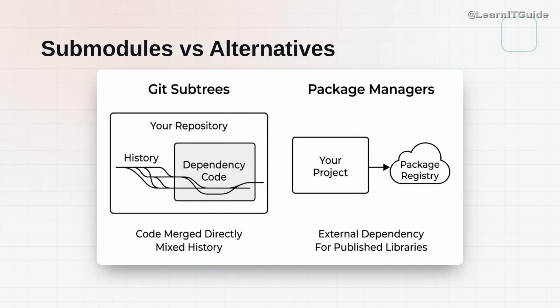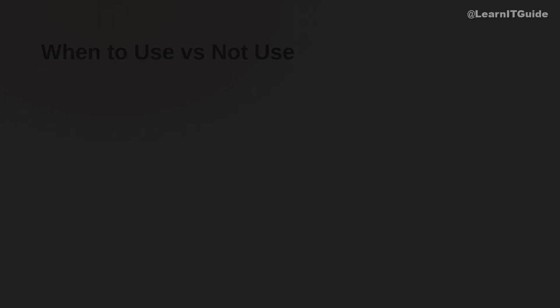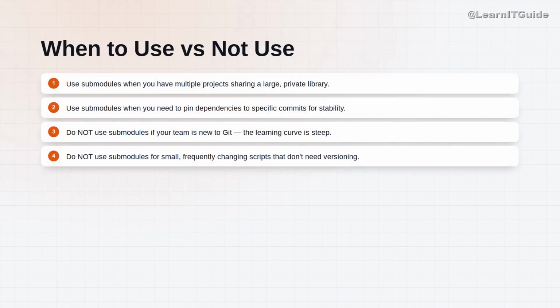How do they compare to alternatives? Git Subtrees are the main alternative. Subtrees actually merge the dependency code into your repo, which means you don't have to deal with the submodule pointer complexity, but it makes updating the dependency much harder because the history gets mixed. Then you have package managers like npm or Maven. These are better for libraries you publish, but for internal code that is under active development, submodules are often the faster, more direct choice. So when should you actually use them?